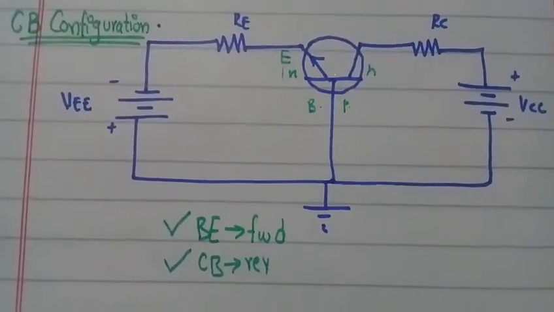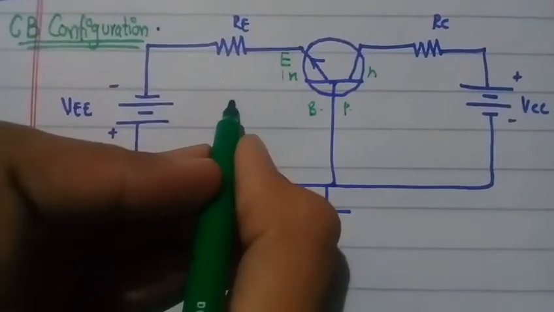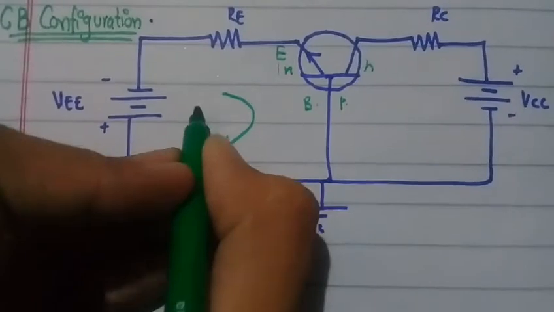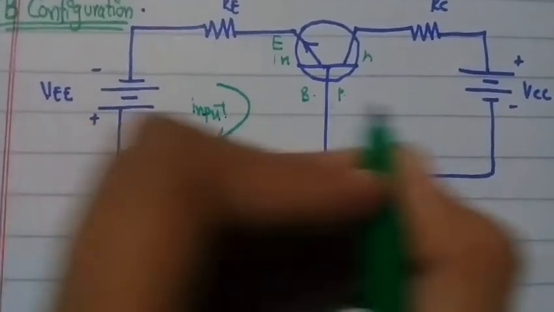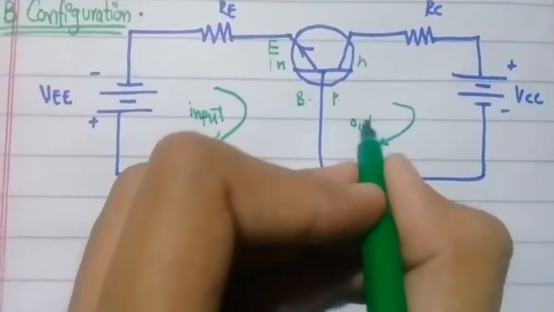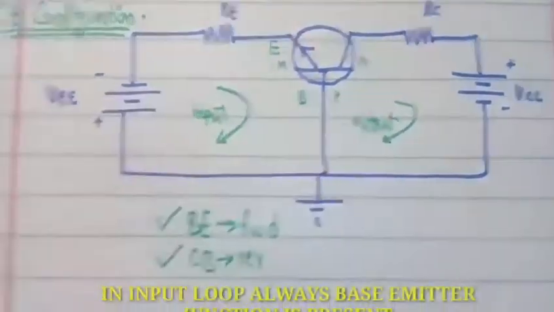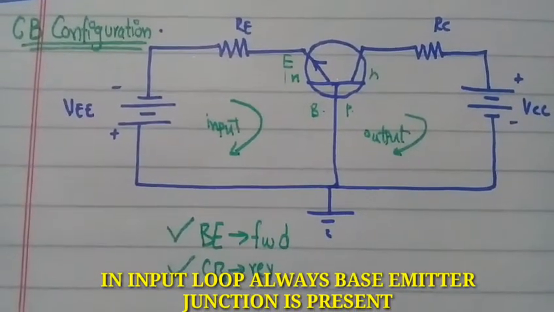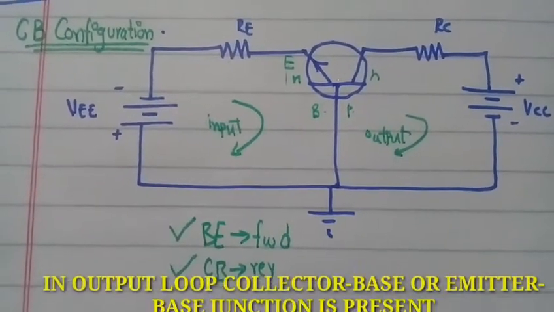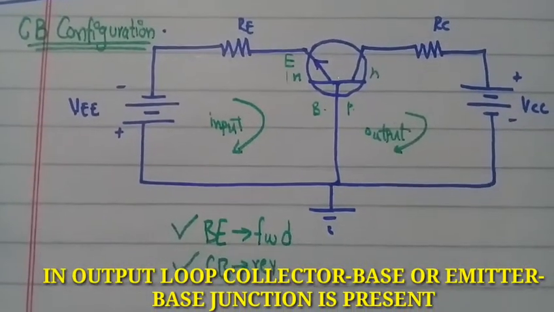So guys, now I analyze it. To analyze any circuit you have to see its two loops, the input loop and the output loop. In the input loop the base emitter junction is always present, but in the output loop the collector base junction must always be present.